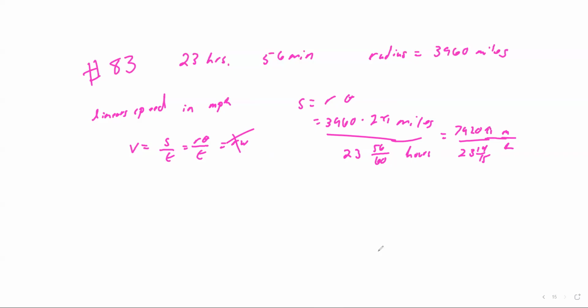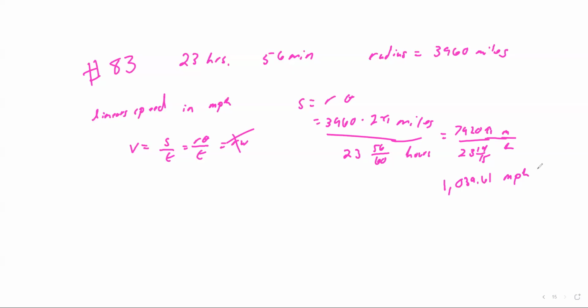We'll use our calculator for sure for this one. What we'll do is 7,920 times pi, and then we're going to divide that result by 23 and 14 fifteenths, which I believe is just 23.93 repeating. And we'll roughly get 1,039.61 miles per hour.